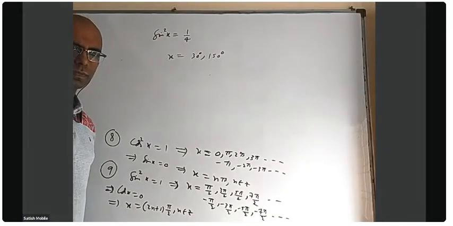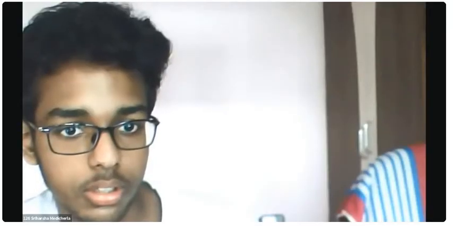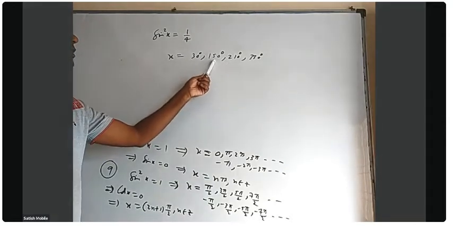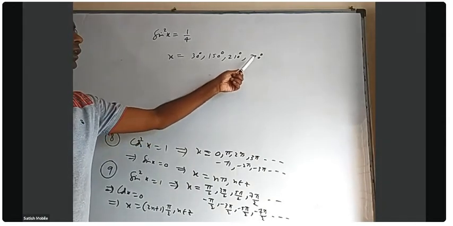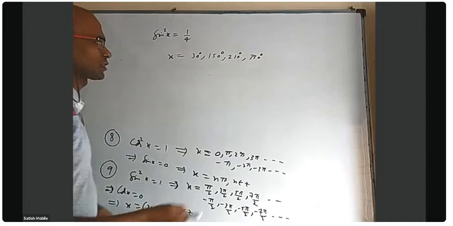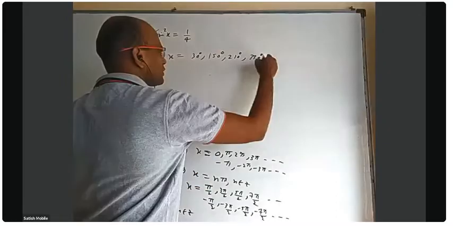150 degrees. In the second quadrant also we will get 150 degrees, 180 minus 30. 210 degrees. 330. In every quadrant we'll get one solution. First quadrant, second quadrant: 180 minus 30, 180 plus 30, and 360 minus 30. Next will be 360 plus 30, 390.